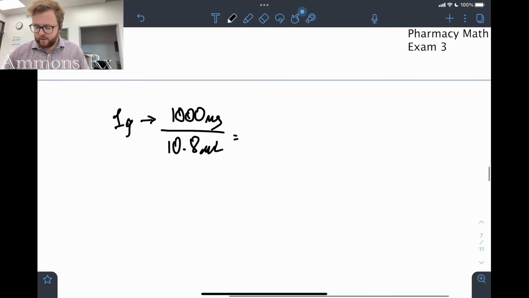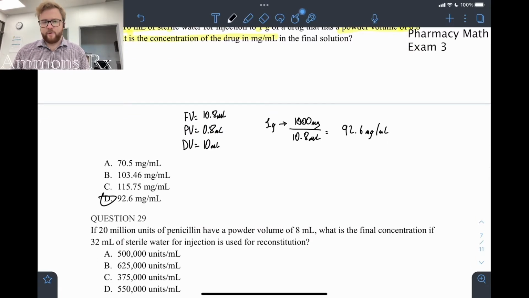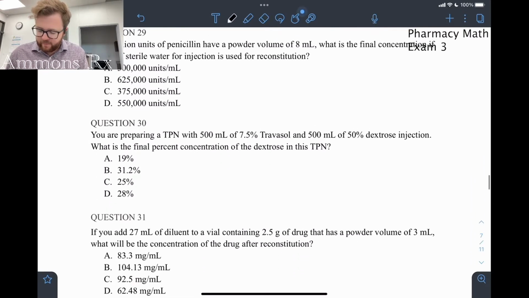And that should get you something like 92.6 milligrams per mil. And if you're curious why I'm converting it to milligrams right off the bat, it's because it's asking for milligrams per mil. That gives me a hint.